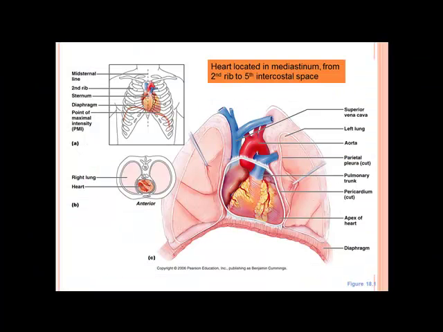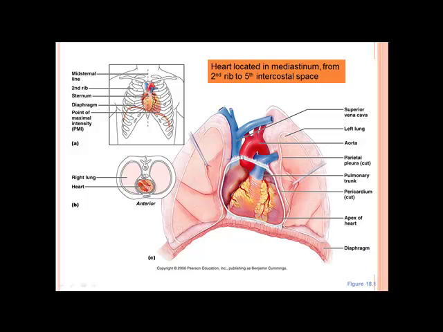So we're doing heart anatomy. Your heart is going to be located in the mediastinum, from your second rib to your fifth intercostal space. It is about the size of your fist and sits at an angle, with the left ventricle slightly larger and having more muscle in it than the right, angled off to the left side of your chest.